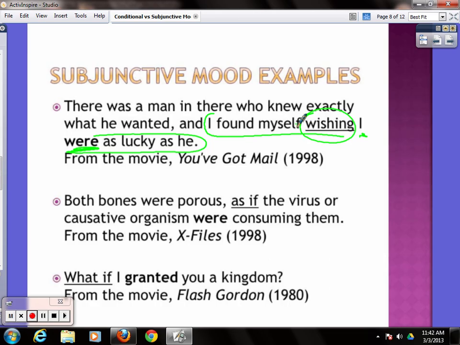Both bones were porous, as if the virus or causative organism were consuming them. Again, a hypothetical situation, and it's were. The virus is not eating them. It's just describing why the bones were porous. What if I granted you a kingdom? Hey, is that really going to happen? No. Okay, but what if I granted you a kingdom? That's a wish. It's a hypothetical.